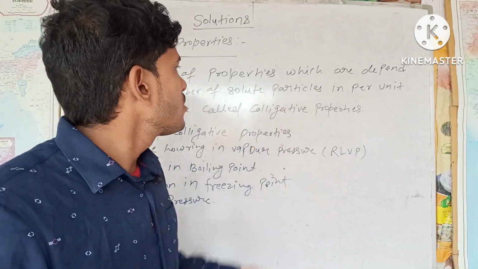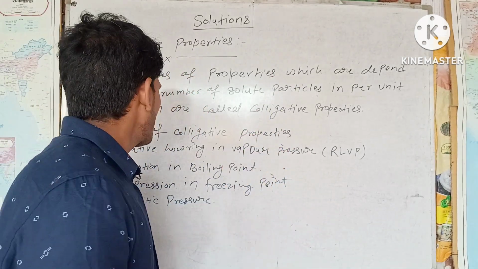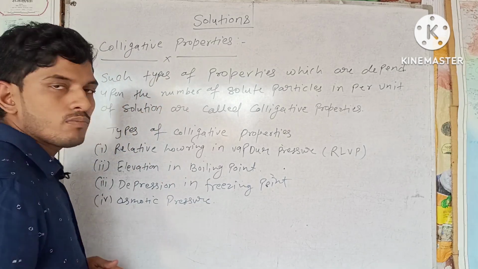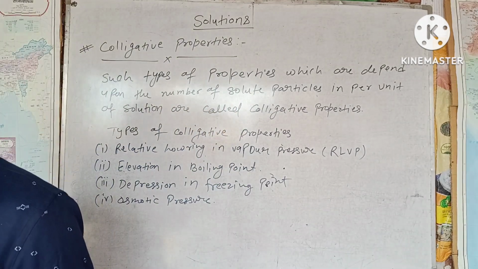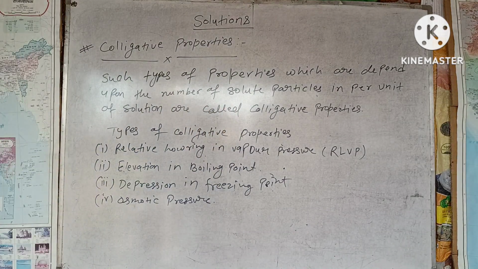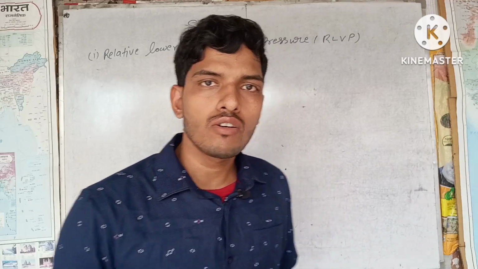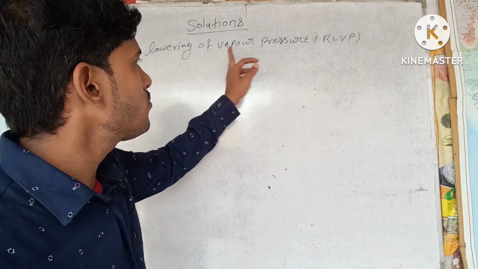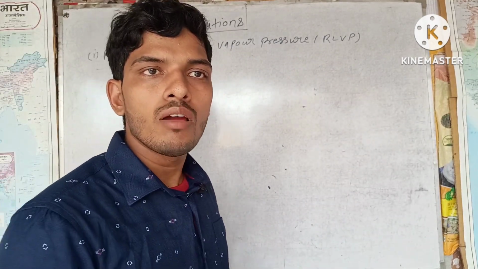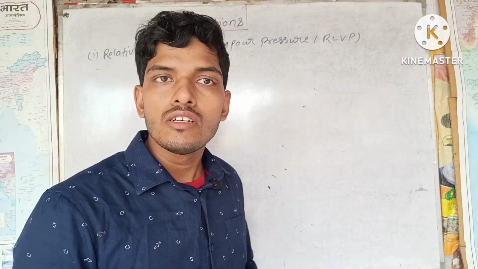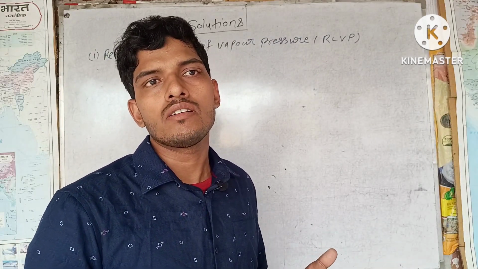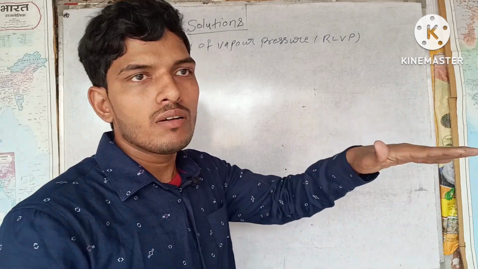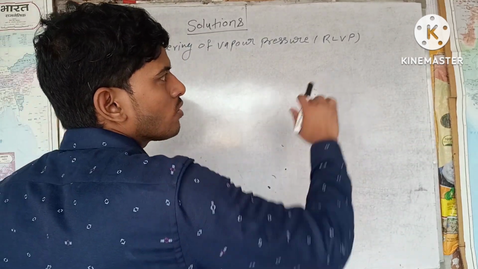Students, note it down, and after that we are going to discuss the first colligative property, which is relative lowering in vapor pressure. Now I am reminding you what vapor pressure is. Vapor pressure is the amount of pressure applied by the vapors of a particular substance on the surface of that substance.